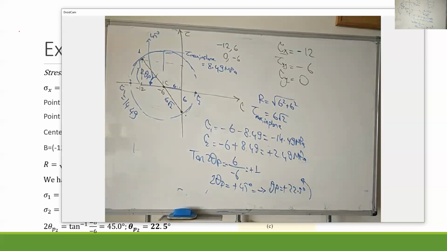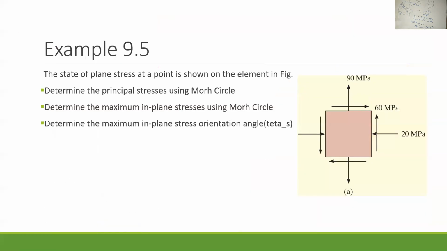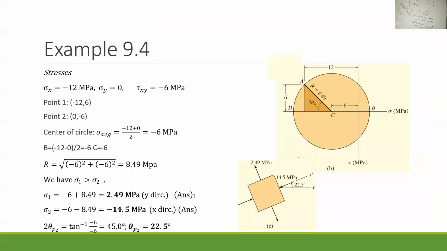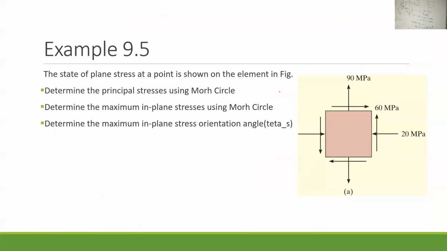Now I can pass to the next example. You can see the angle here. In this example, we again have an infinitely small element like this. Again, the principal stresses are needed using Mohr's circle. Also, the maximum in-plane shear stress is found using Mohr's circle. And at this point, we need the orientation, theta, as a value. Okay, let's start.